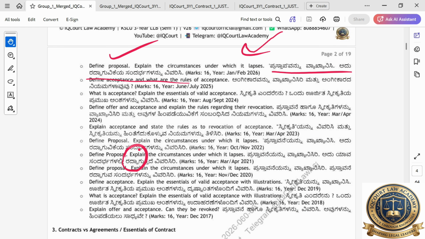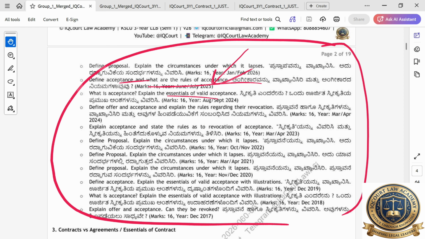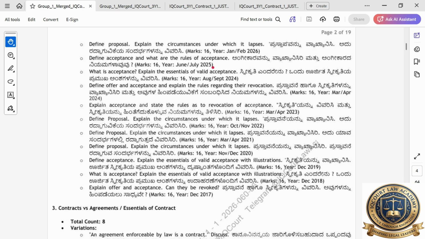You are giving the offer to someone. That is a proposal. Define acceptance and what are the rules of acceptance. What is acceptance? Explain the essentials of valid acceptance. This is a very, very important question. Definitely they will ask it.